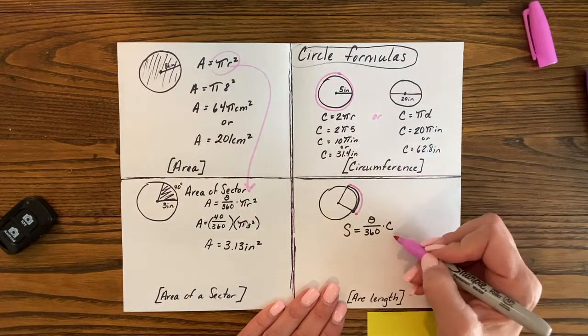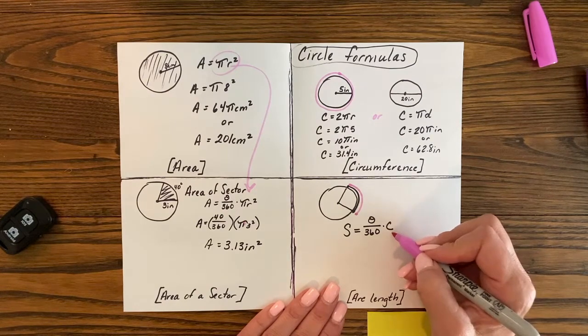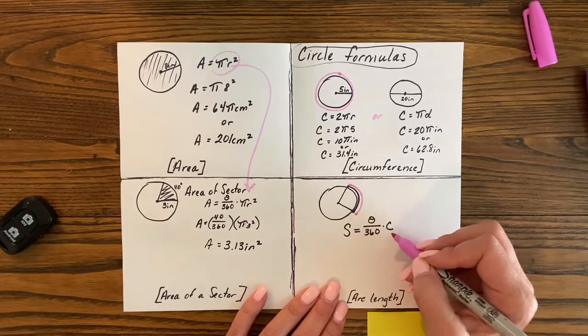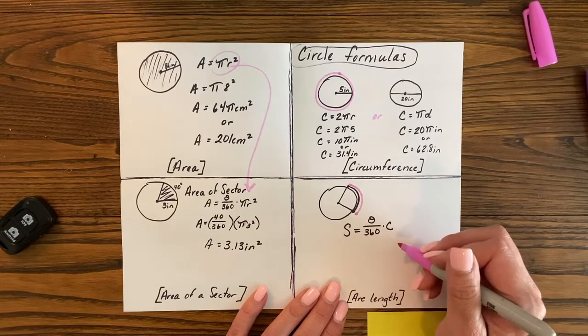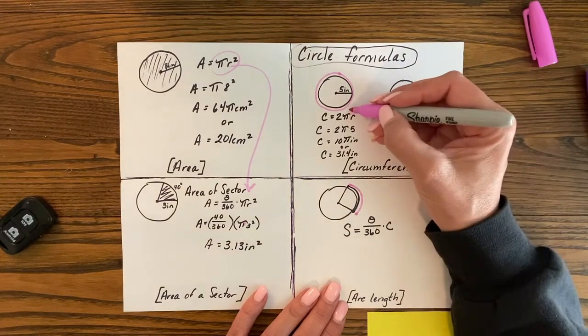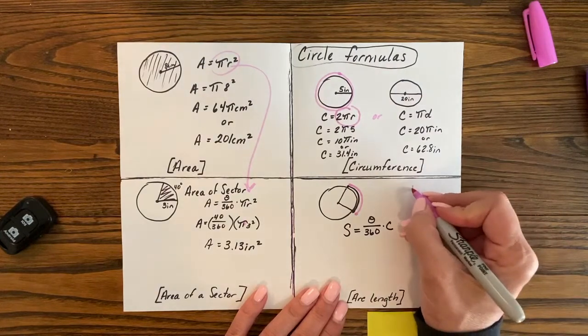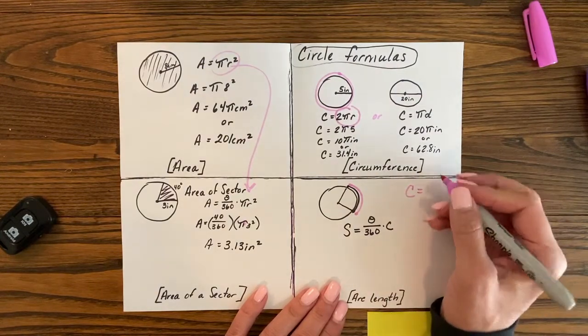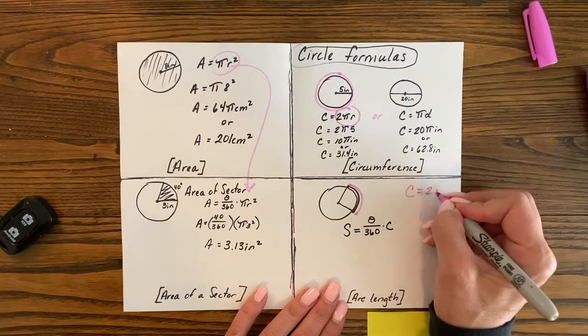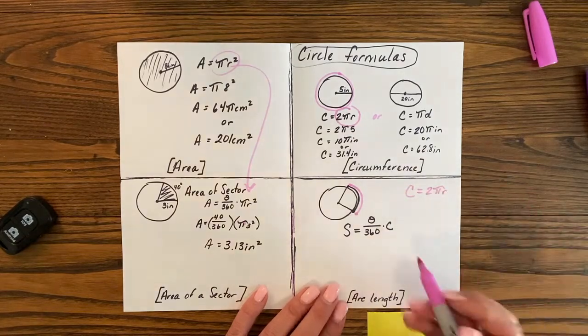So we're going to use the formula for circumference. In a lot of the examples that you're going to try today, you're going to use this one, 2 pi r. So on the side here, we're going to go ahead and put C equals 2 pi r.